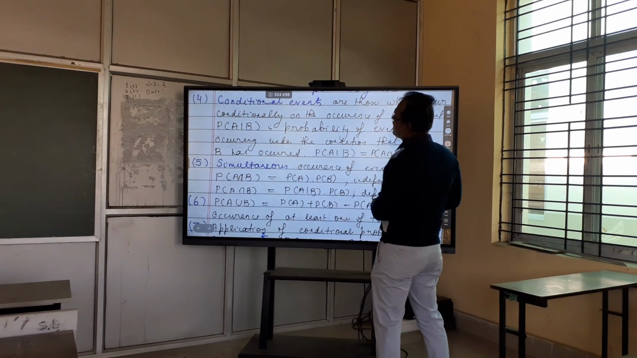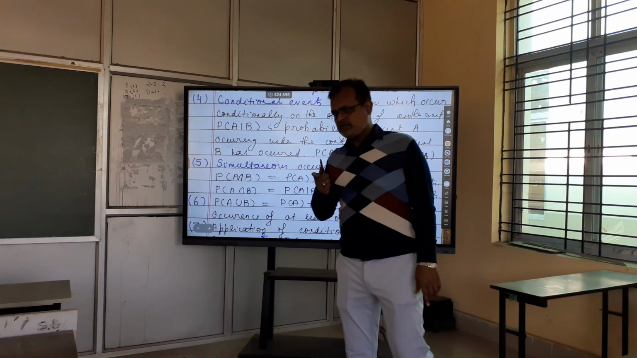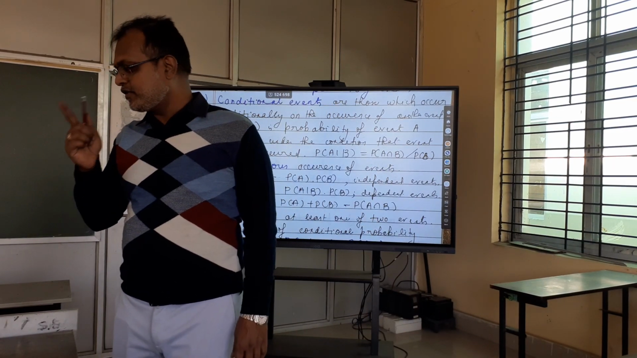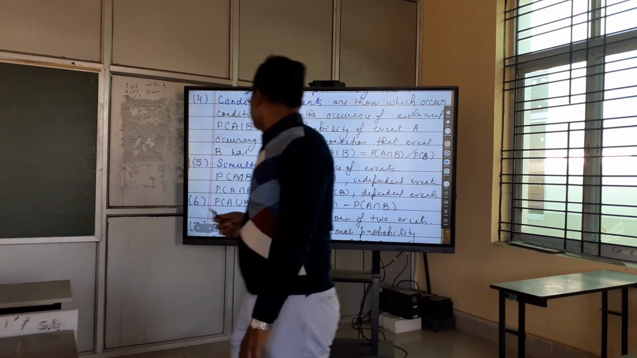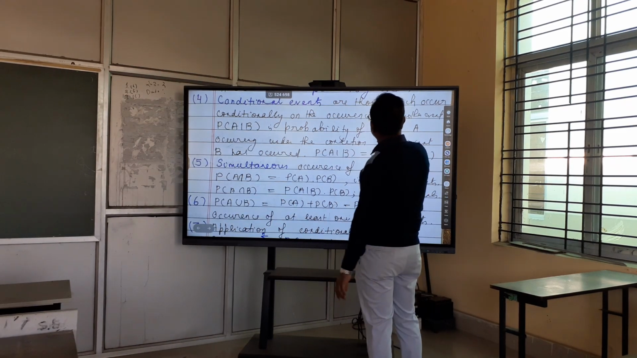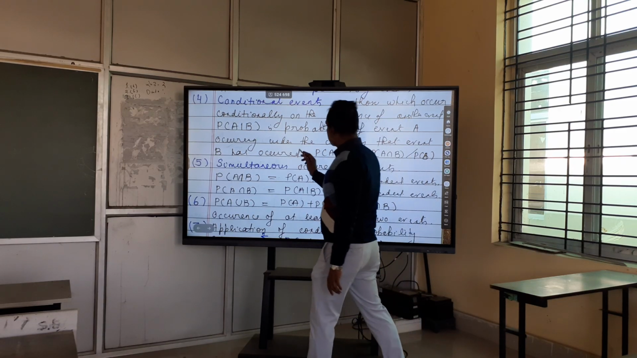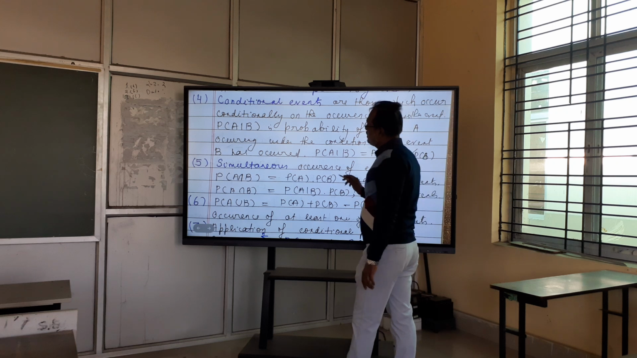Then conditional events. What is a conditional event? Point number 6. Mutual exclusion was 5. So what is a conditional event? Those are events which occur conditionally on the occurrence of another event. So you write especially this formula.